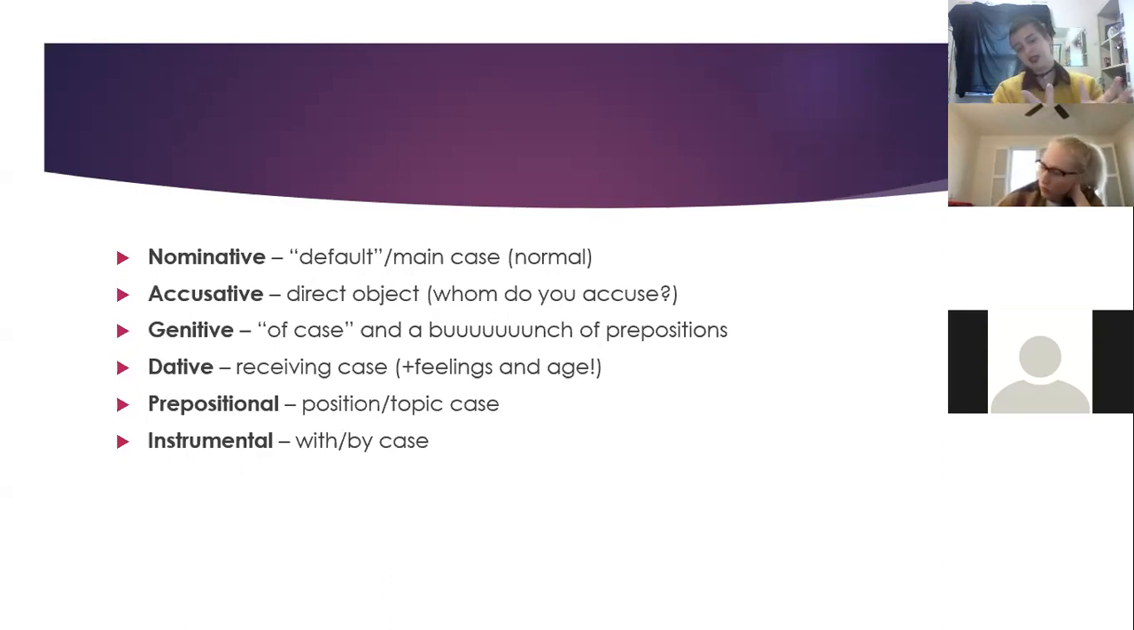So this little scheme you can kind of learn by heart and go by it, because it's going to cover the biggest, most common functions of these cases. It's not an exhaustive list, but it covers the majority. And now we can go into detail.